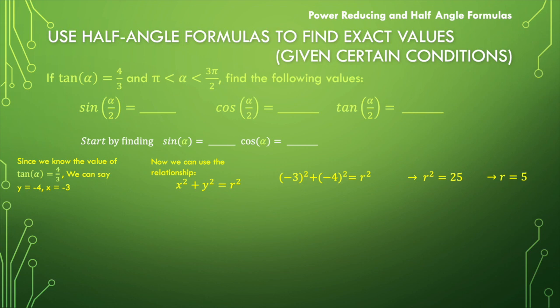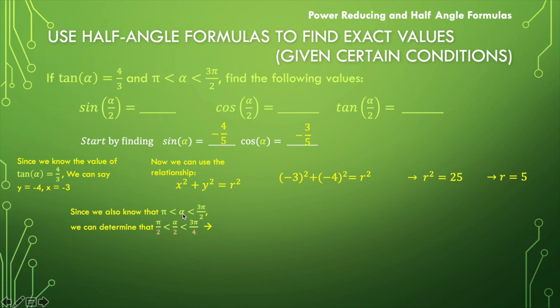Great. Now I've got everything I need to identify the sine of alpha, which is y over r, or -4/5, and the cosine of alpha, which is x over r, or -3/5. Beautiful. Okay, so I know quite a bit now about alpha. Now I need to think about alpha over 2. Well, that gets a little tricky because I need to think to myself, well, if alpha is in the third quadrant, what do I know about alpha over 2? Well, let's take a look.